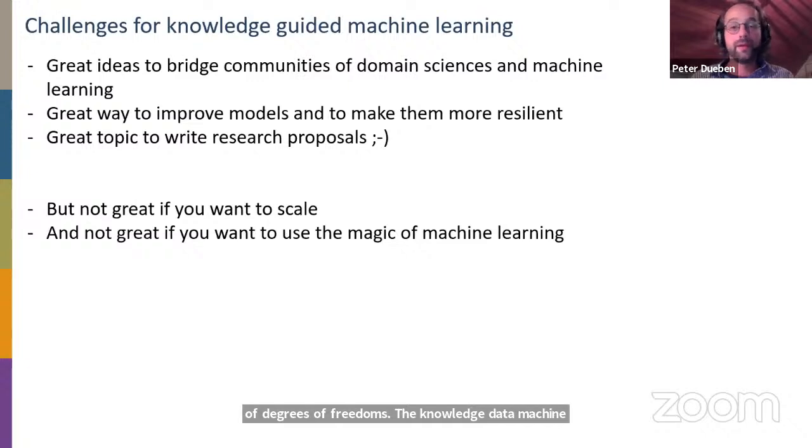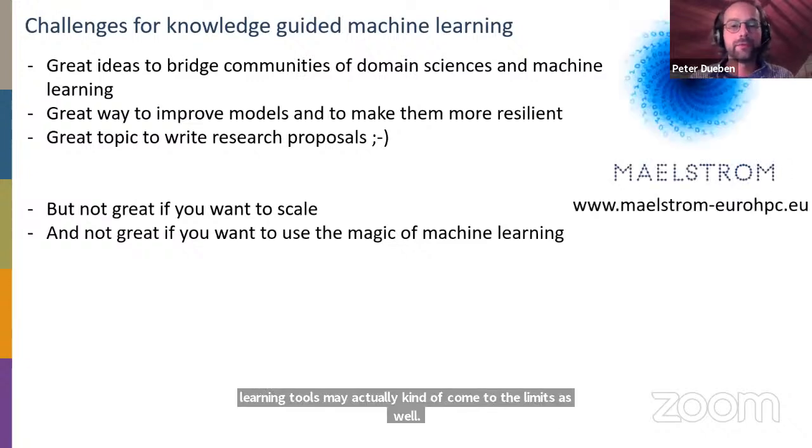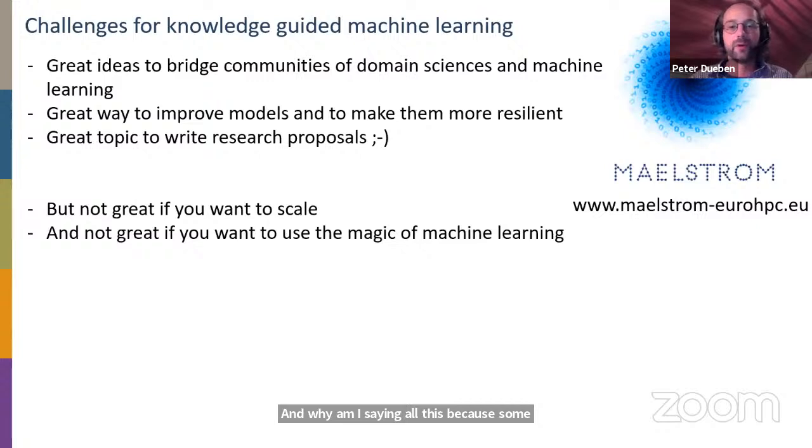And why am I saying all this? Because some of those things are quite close to my heart. I'm the coordinator of the Milestone project, where we try to build machine learning tools that run well on petascale supercomputers. Every constraint that you build into the system is often a problem for your scalability. So I'm not saying it's not possible. I'm just saying that we should take care and develop knowledge-guided techniques that can scale very well and make use of this amount of data.